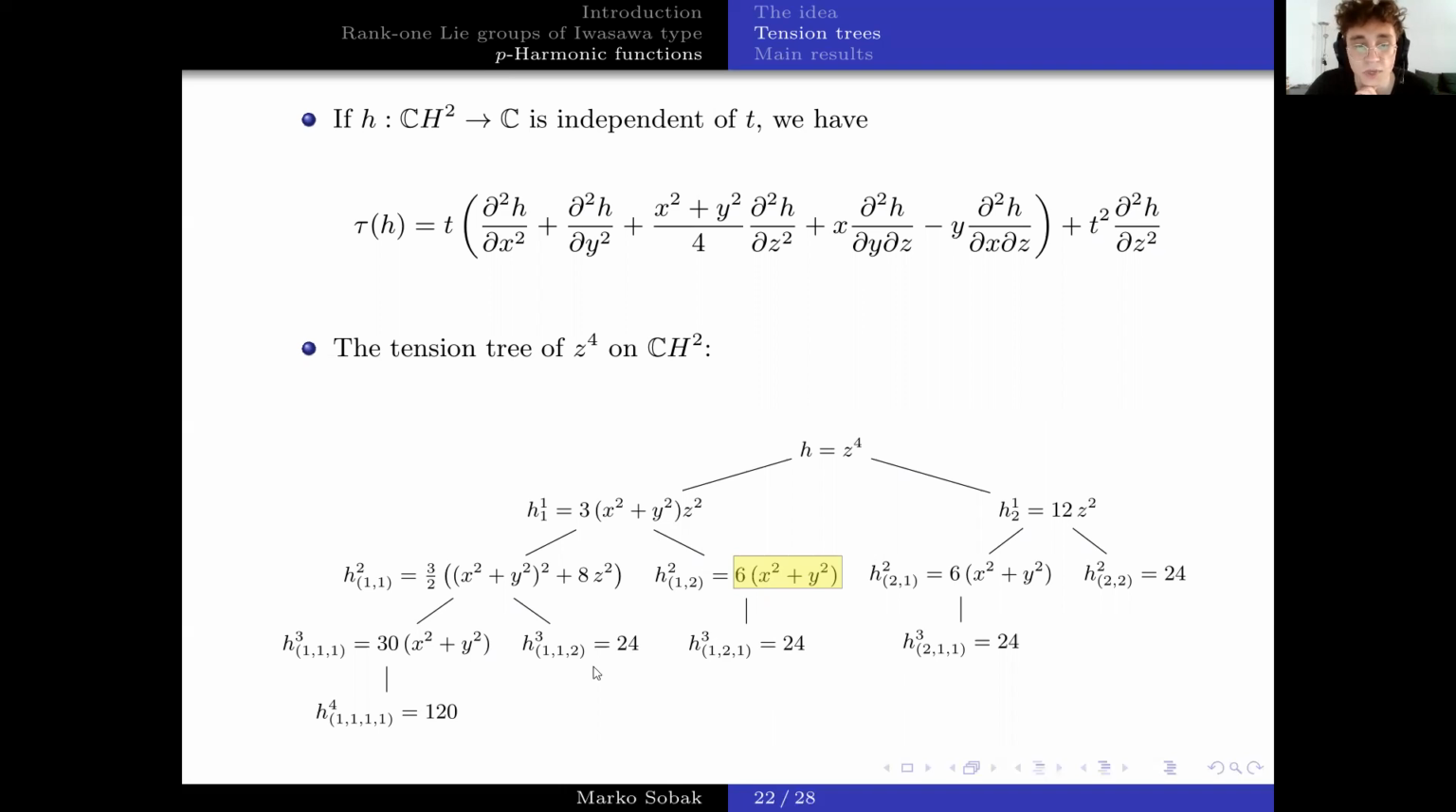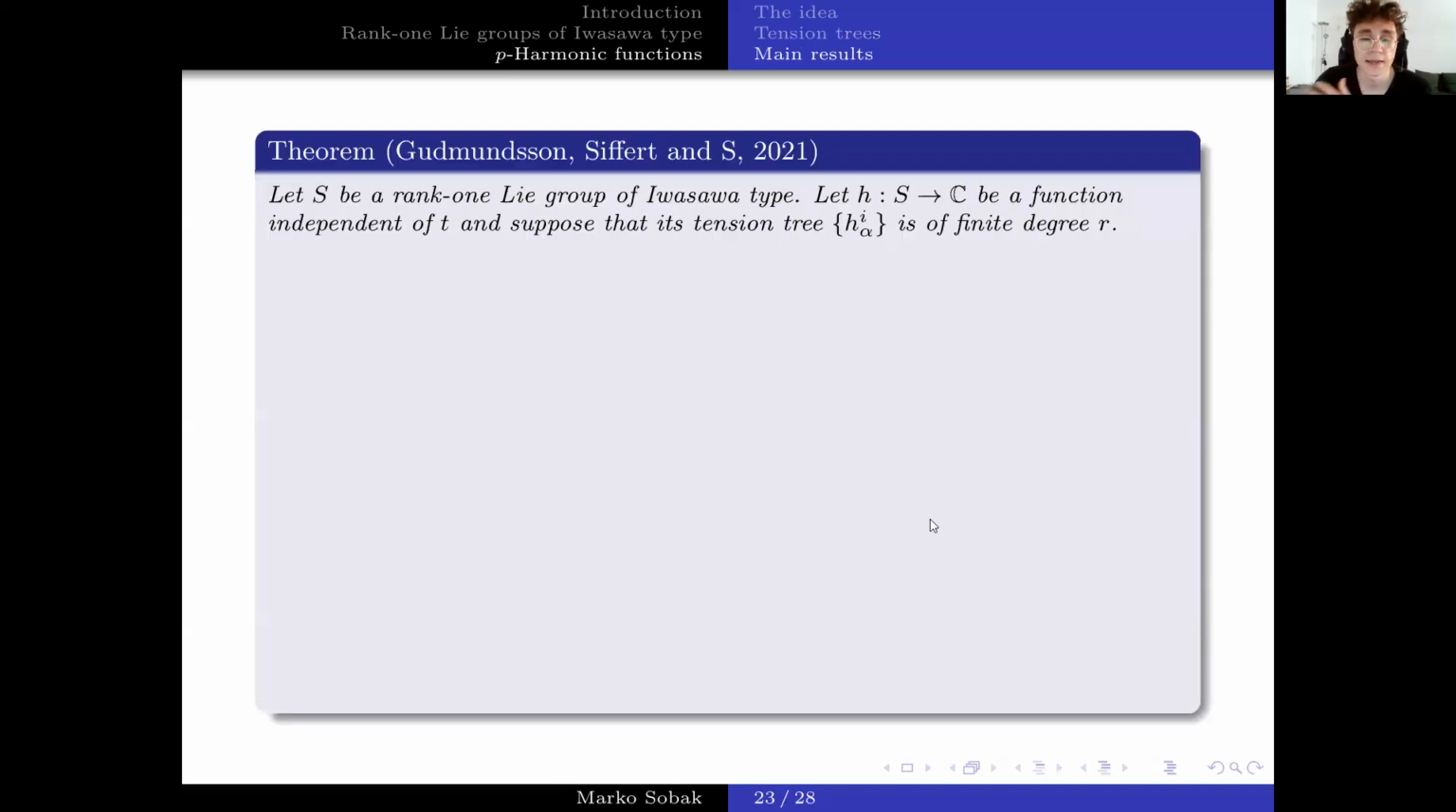But that's basically how the multi-indexing works. It basically just tells you which path you need to follow. All right. And now we can finally state the main result, this general construction. So what we do is we take a function independent of t, and we take its tangent tree, and we suppose that it has a finite degree, so finite degree r.